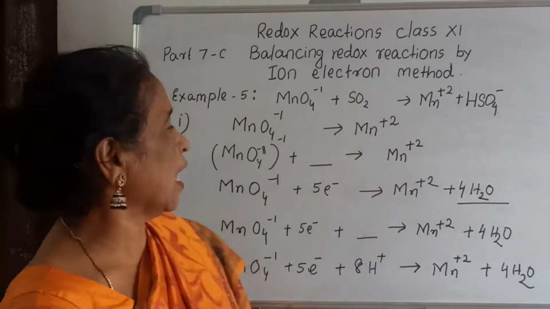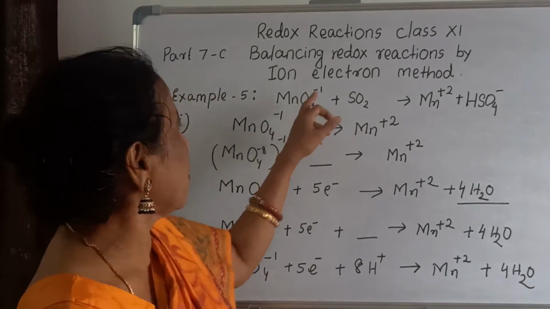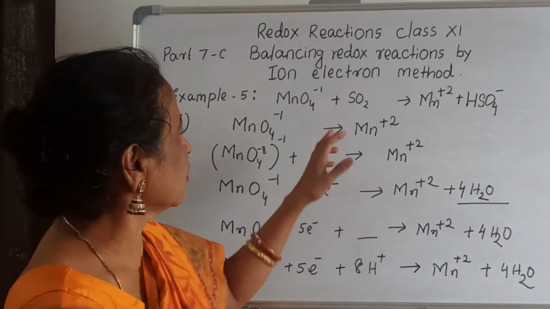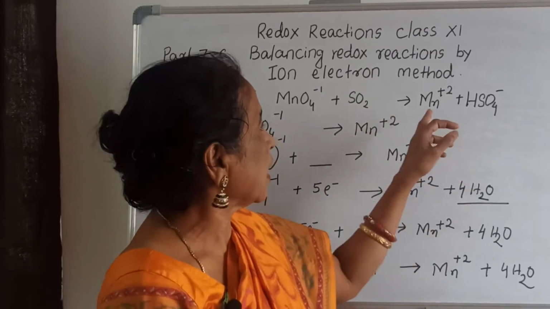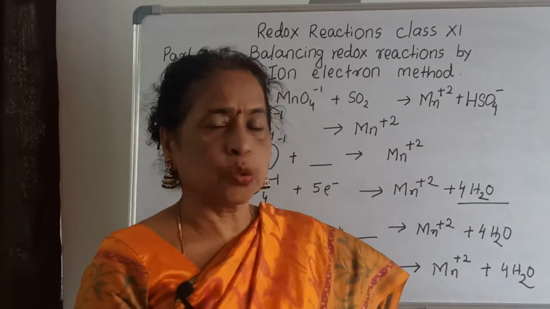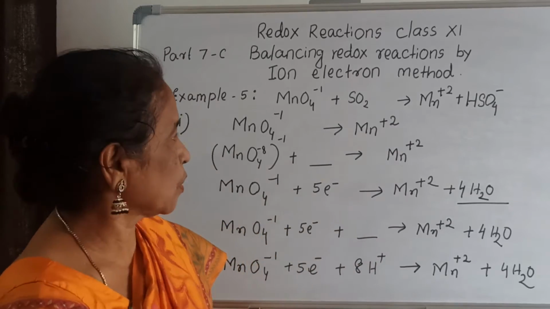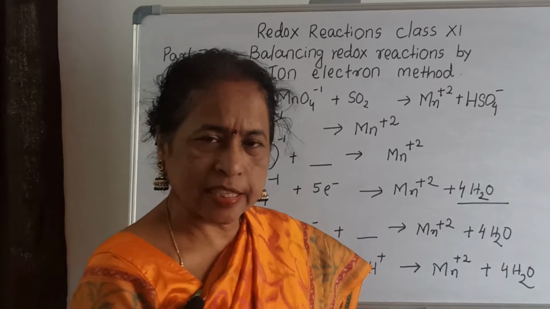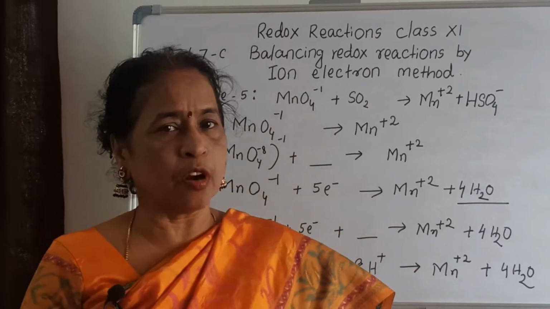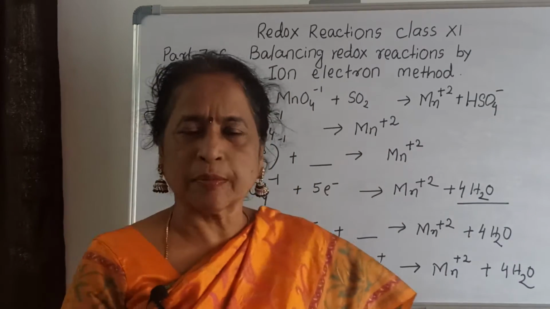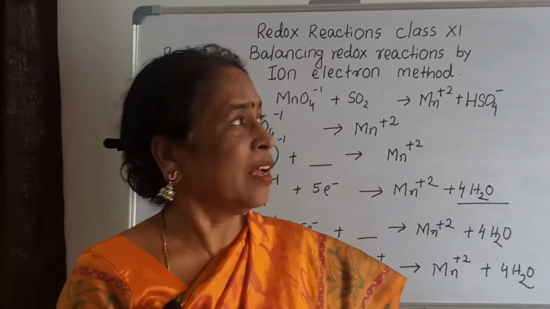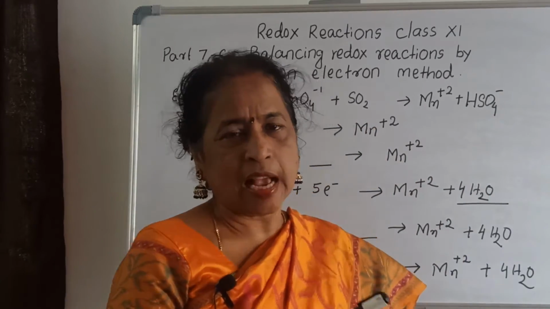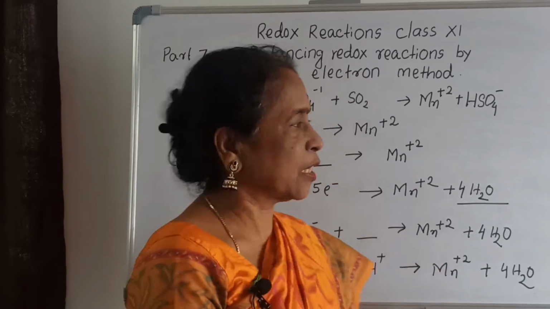Now you can see the example: MnO4 minus 1, the permanganate ion, plus SO2, and it gives Mn plus 2 plus HSO4 minus 1. Now in this question, whether it is acidic medium or basic medium is not given, but when we do it step by step to balance the equation, automatically we can see whether it is acidic medium or basic medium.